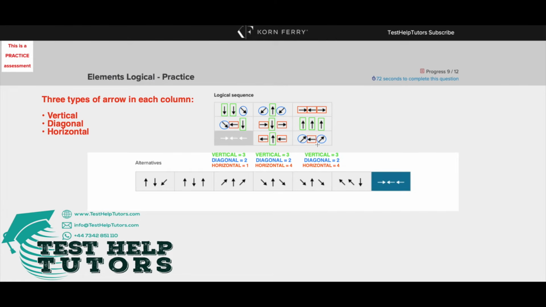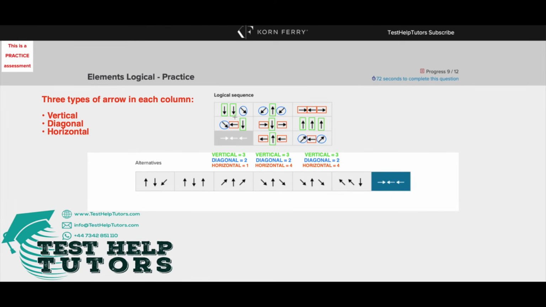Lastly, when looking at our horizontal arrows, we can see we've got 1, 2, 3, 4. We've got 4 horizontal arrows here. 1, 2, 3, 4. We've got 4 horizontal arrows here. And so far, we've only got 1 horizontal arrow here. We can see that there is some sort of pattern where each column has 3 vertical arrows, 2 diagonal arrows, and 4 horizontal arrows. At the moment, we only have 1 horizontal.